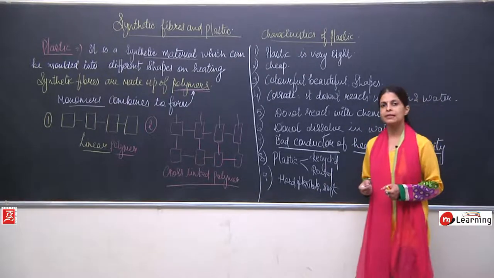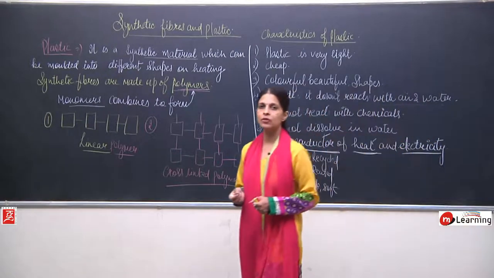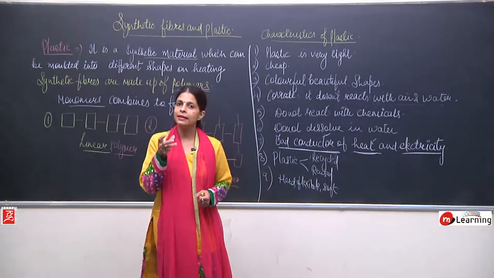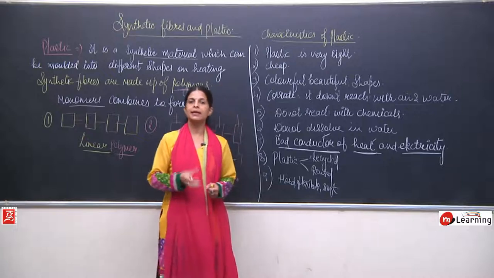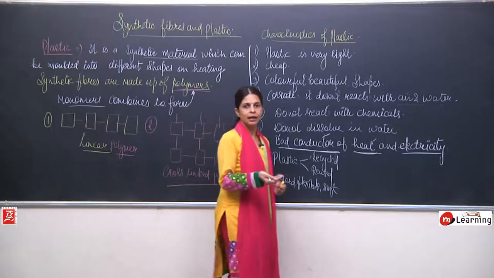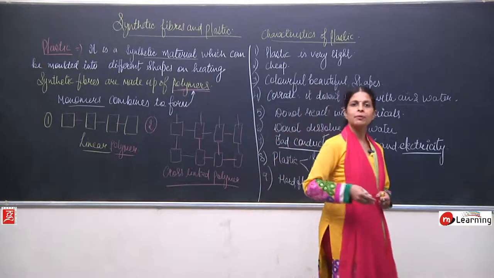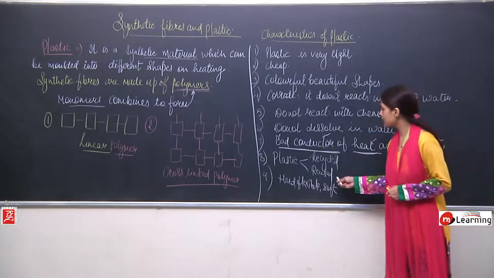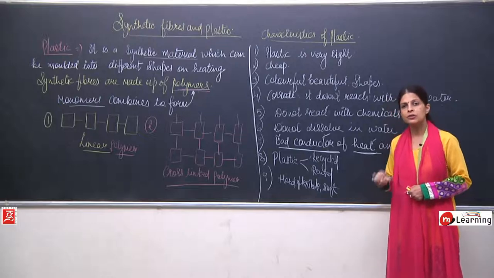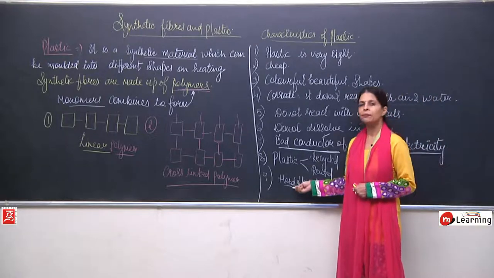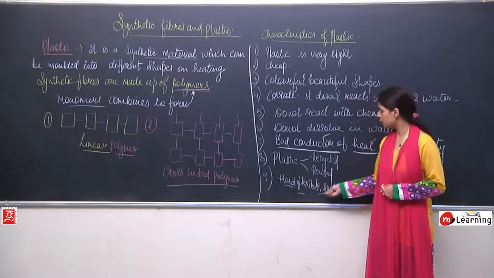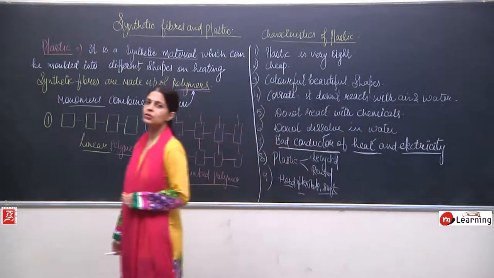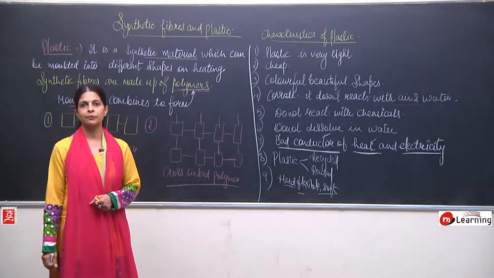So soft plastics are available, hard plastics are available, flexible plastics are also available. This is the characteristic feature of plastic, that it can be made hard, soft, or flexible. As I always say, the property decides the uses. So it can be used in so many things, the things which should be hard, flexible, and the things which should be soft. This property increases the uses of plastic.